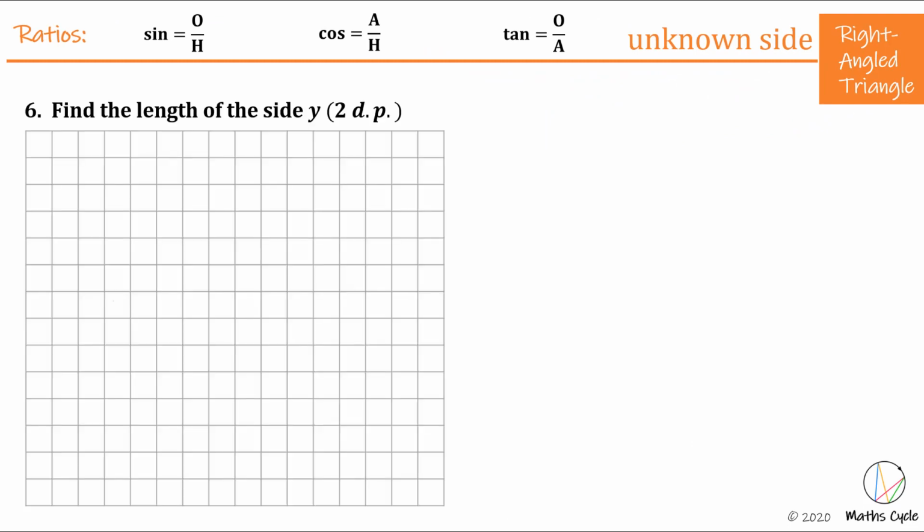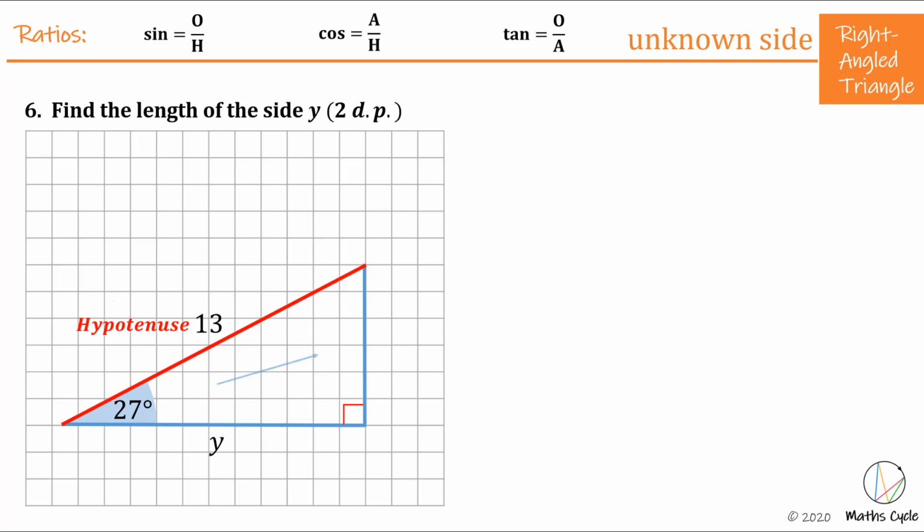Now, example number 6. Find the length of the side y, correct to 2 decimal places. So labelling our triangle, opposite my right angle I have my hypotenuse, opposite my angle I have my opposite, and the remaining side is my adjacent. So which two sides are we going to use this time? We're going to use the adjacent because we're looking for y, and we're going to use the hypotenuse because we know it's 13 units in length.